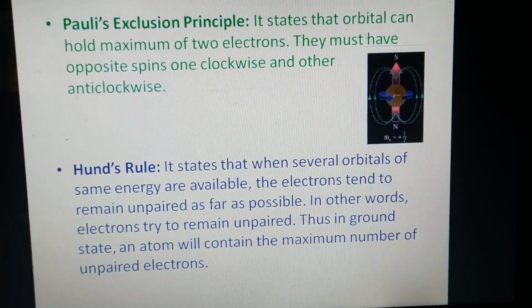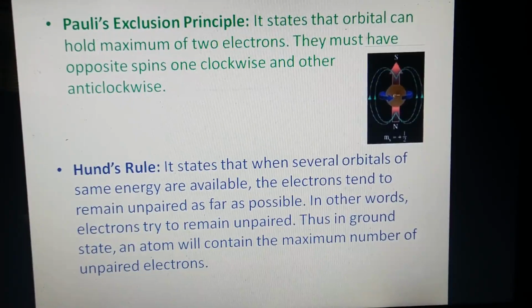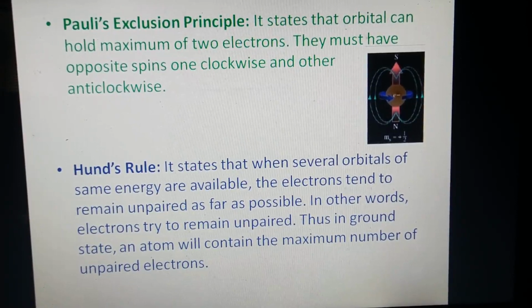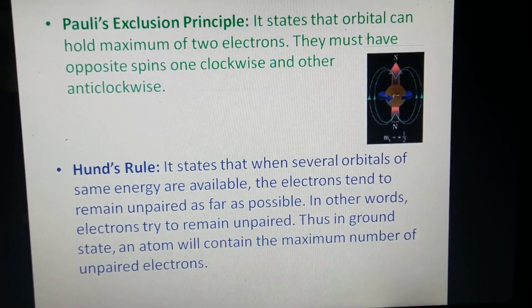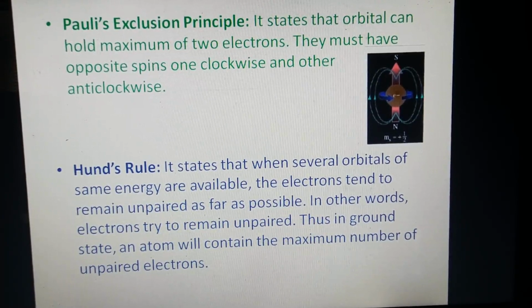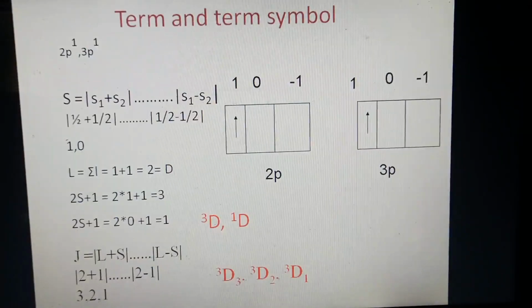It states that an orbital can hold a maximum of two electrons, which must have opposite spin, because in one orbital the two electrons should not be present with equal spin. One should be in the clockwise direction and the other in the anti-clockwise direction. Next is Hund's rule, which states that when several orbitals of the same energy are available, the electrons tend to remain unpaired as far as possible. Thus, in the ground state, an atom will contain the maximum number of unpaired electrons.